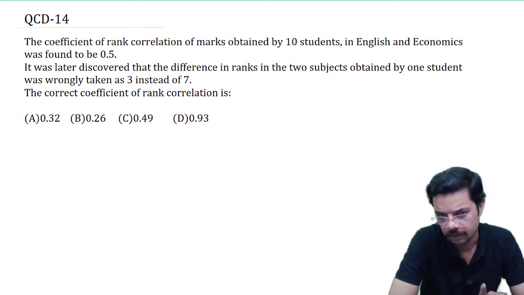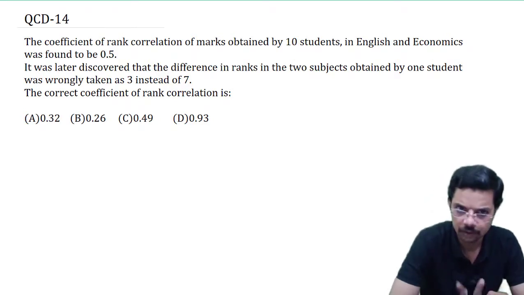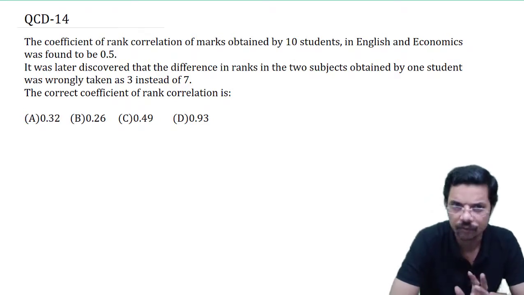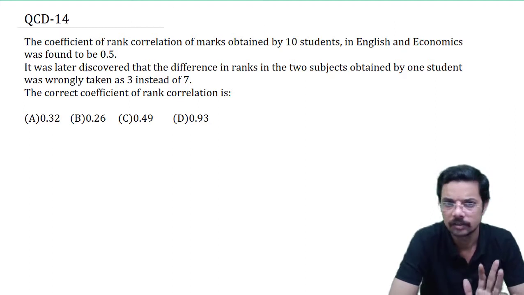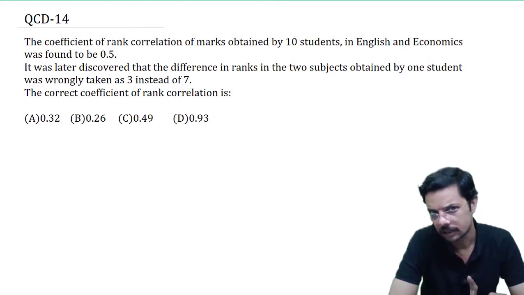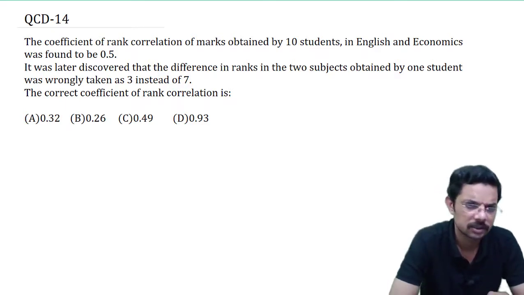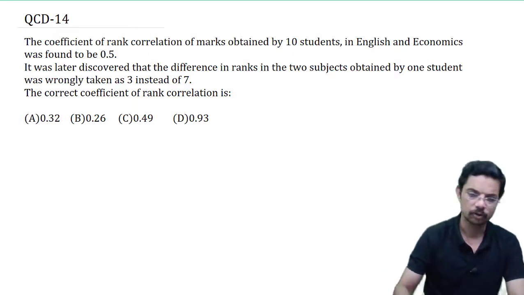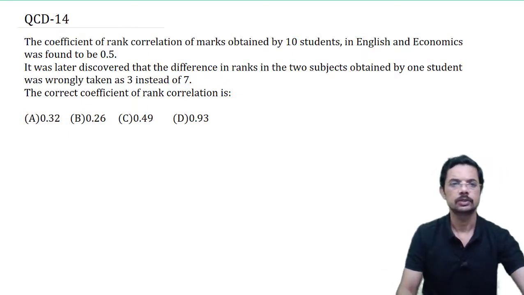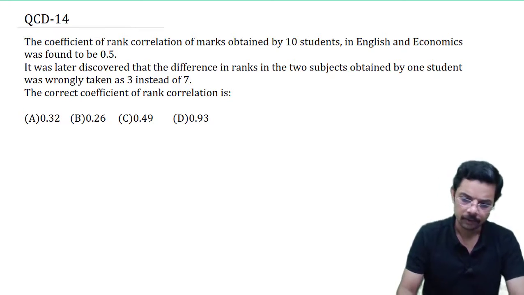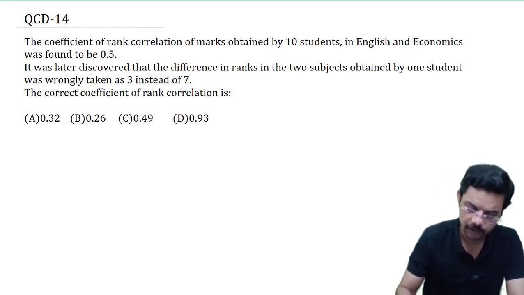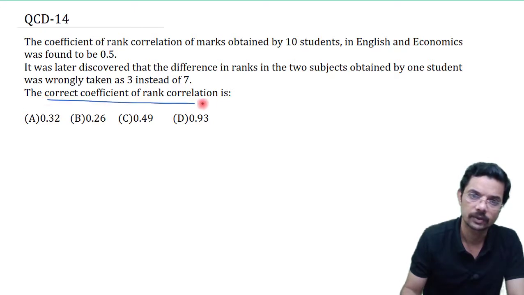So here again, we have a long method as well as a shortcut method. First, let us go with the long method and understand how to go across, and then we will understand how to do this problem in a short way, which will take say 5 seconds or so. Okay, so let us proceed further. So here it is question number 14. We need to find the corrected coefficient of rank correlation.